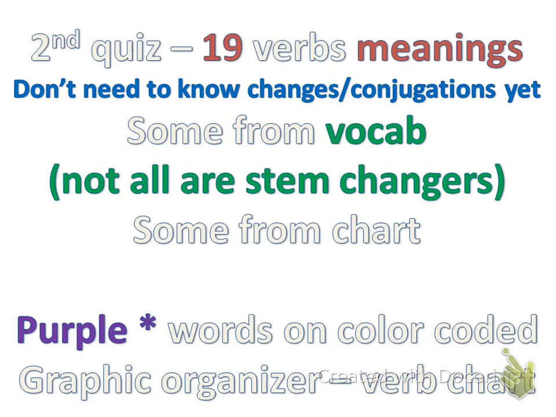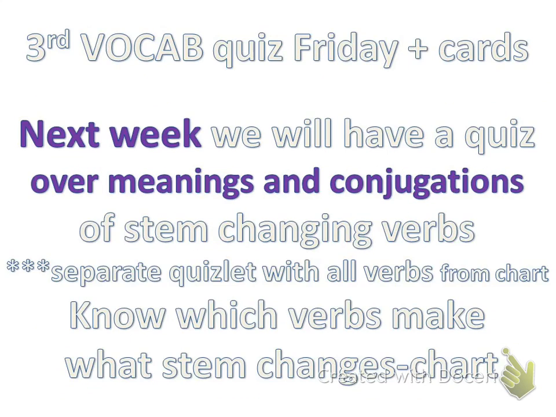But there are some verbs from the vocabulary that are not stem changers. So, for example, the verb poner, we had in Spanish one, is only irregular in the yo form pongo, then it's a regular conjugation. It's not a stem changer. We also have reservar, which is the verb to reserve, which is not anything different with it. It's just a regular conjugation, no stem changes, nothing irregular about it. So there's a combination of some verbs from the vocab and some verbs from the chart. And so those have the purple stars on them with the graphic organizer that you will get a paper copy of.